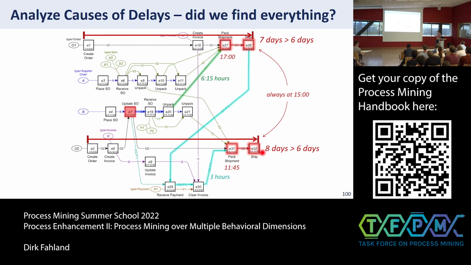So on 9th of May, 3 o'clock it's shipped, 11:45, the shipment is packed 3 hours before the clear invoice is done. Here, 17 o'clock, so after the 3 o'clock in the afternoon, shipment is packed, and it takes 6 hours between the last event, unpacking event, shipment. So here, kind of the delay was on the clear invoice. There it was taking so much longer. What's going on in here?